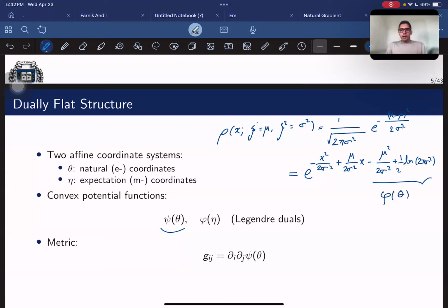Now, we want to take the coordinate system for theta. We want to find the thetas. So this is nothing but the exponent or the expectation coordinates. Here, eta 2, and this 1 over 2 sigma squared would be eta 1. Theta 1, theta 2.